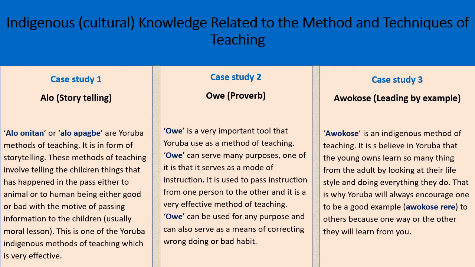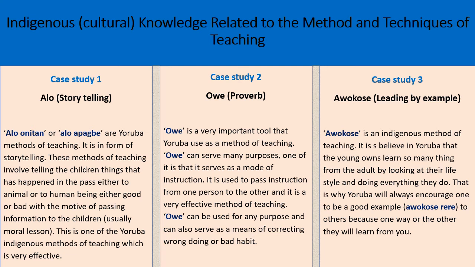So Alo Apagbe or Alo Niton is in the form of storytelling, and these methods of teaching involve telling the children things that have happened in the past, either to an animal or to a human being, either good or bad. And the motive of doing this is to model the moral life of those children. So this is one of the indigenous methods of teaching, which is very effective in Yoruba culture till today.